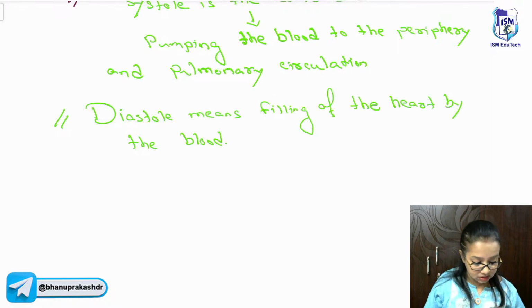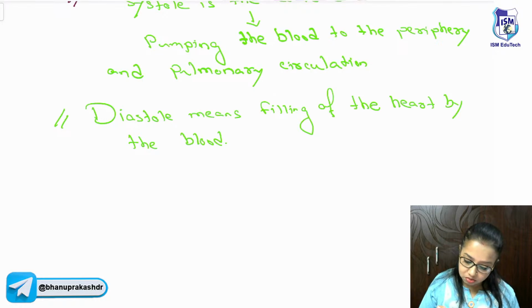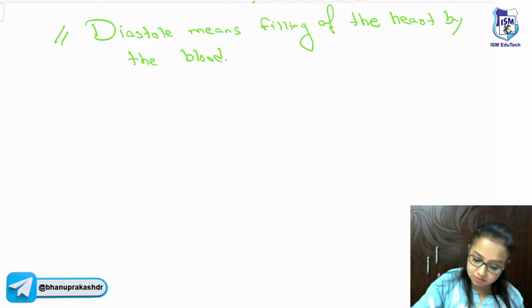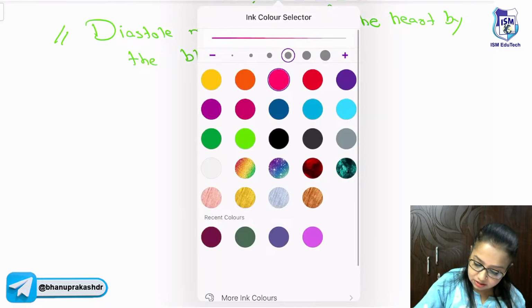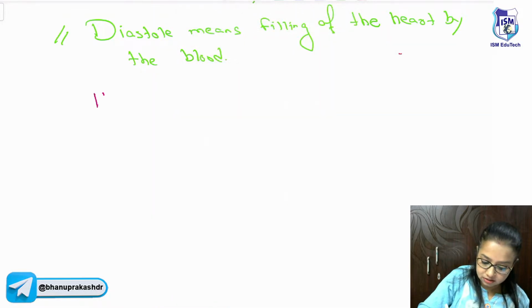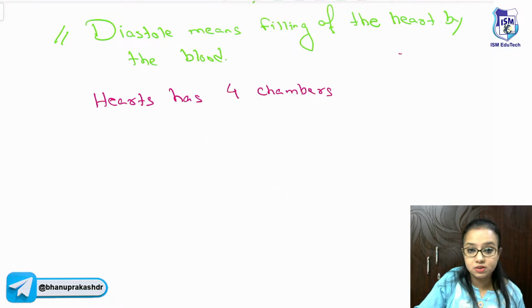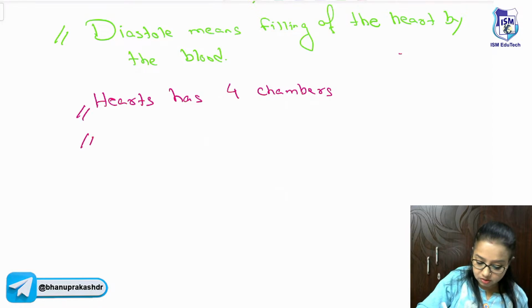Now, before going into the events of the cardiac cycle, what we have to remember? I'm just keeping the chat box open in case you have any doubt, you can always ask. So, what are the structures comprised in a heart? The heart has 4 chambers. These are the anatomical chambers that we know.